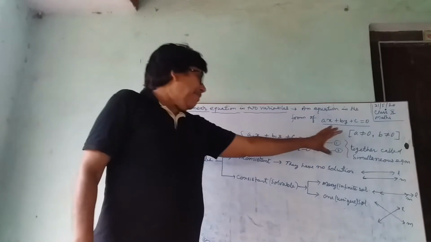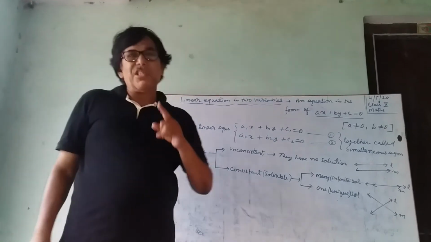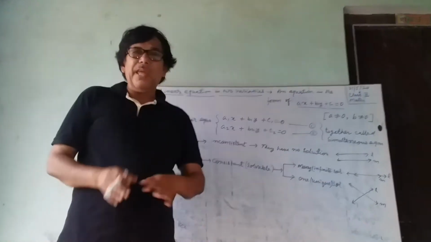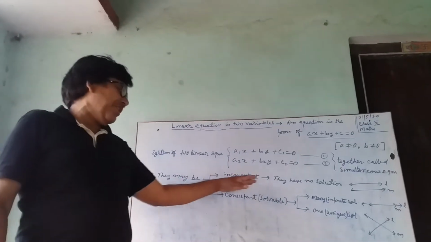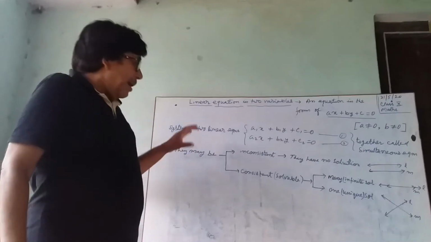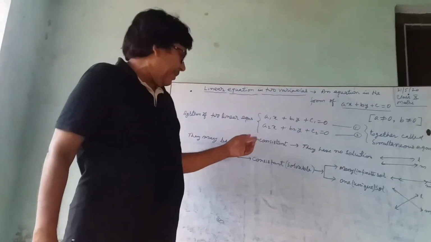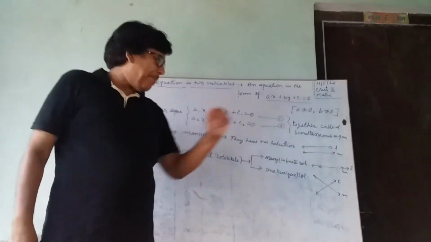The equations may be solvable or insolvable. Solvable means consistent. Insolvable means they cannot be solved, they are inconsistent. If we draw their graph, inconsistent equations will be parallel. The two lines will be parallel.